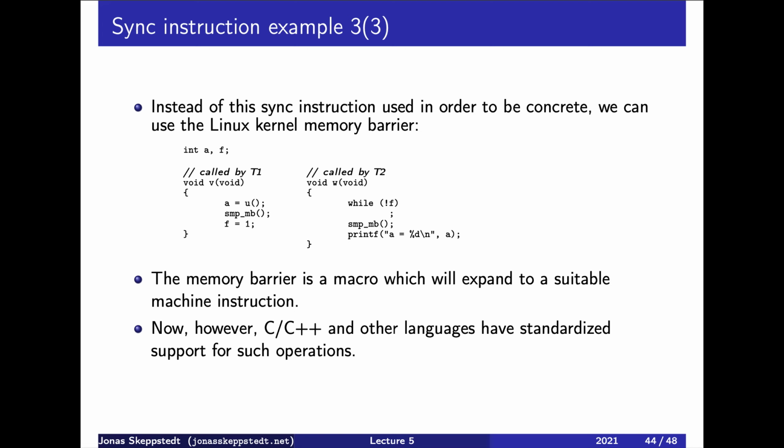Okay, instead of using this assembly code, we could, for instance, do as in the Linux kernel, and there are macros which result in suitable machine code for that computer which we compile on. SMP MB stands for symmetric multiprocessing and memory barrier. Okay, and we shouldn't use this or the assembly code, but instead we can use standardized support in C++ and other languages. Okay, we will come to that in the next lecture. But it's the same with a different syntax for C++.